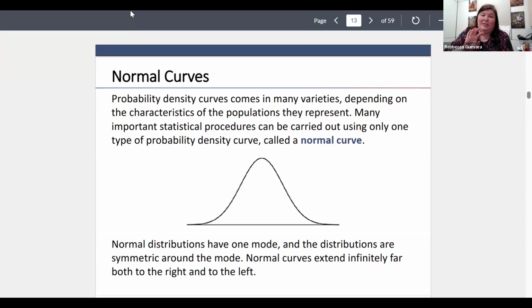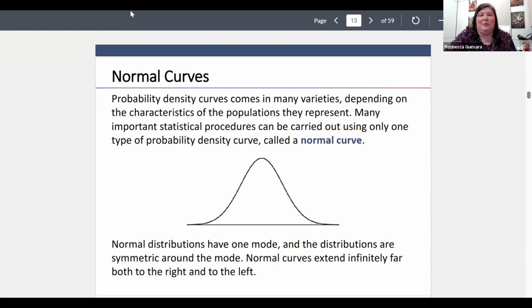And that Z table is set up by somebody already looking at a normal curve and figuring out all our probabilities. So a probability density curve comes in several varieties. We have all kinds of different curves, depending on the characteristics of the population they represent. Some can be skewed, some can be bimodal, some can be uniform, some can be like that J distribution. The first one we have is kind of like a J distribution. And then we can have these normal ones.